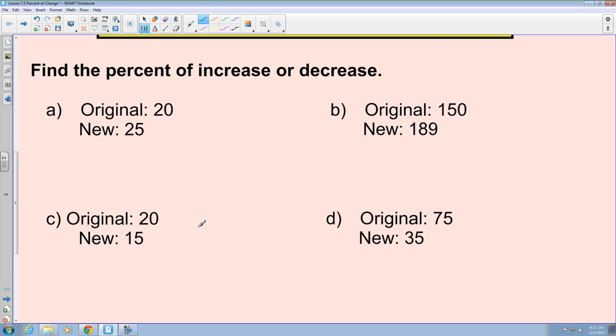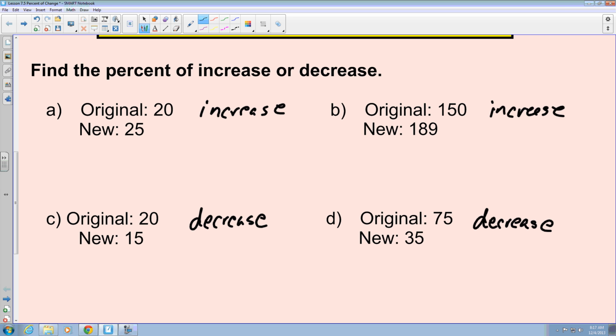When we look at these examples here, A, B, C, and D, first thing I want to do, let's look at each one individually, and I want to know from the original amount to the new amount, was it an increase or a decrease? For A, it started out as 20, and then the new one is 25. That's a larger number in the new, so that's an increase. For B, it goes 150, and then it's 189. Larger number, that's an increase. For C, it's 20, then it's 15. That's smaller, so it's a decrease. And then the last one is 75 to 35. That is also a decrease.